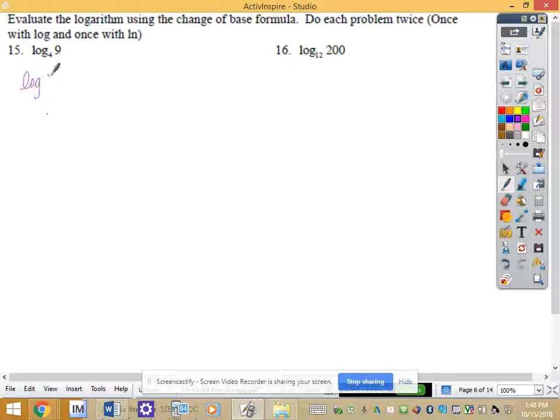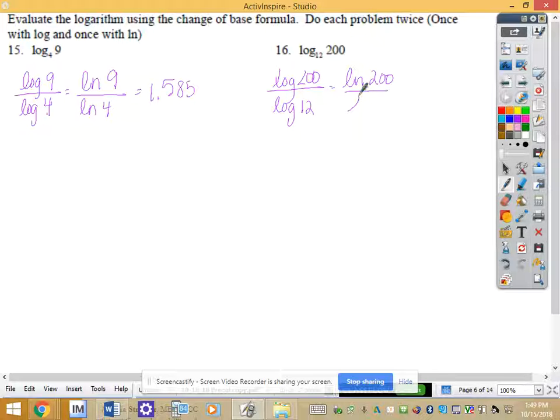So you're doing log of 9 over log of 4. Remember, base bottom. Or that is ln of 9 over ln of 4. And when you put that in the calculator, you get 1.585. For the next one, it is log of 200 over log of 12, or ln of 200 over the ln of 12, which is going to give me 2.132.